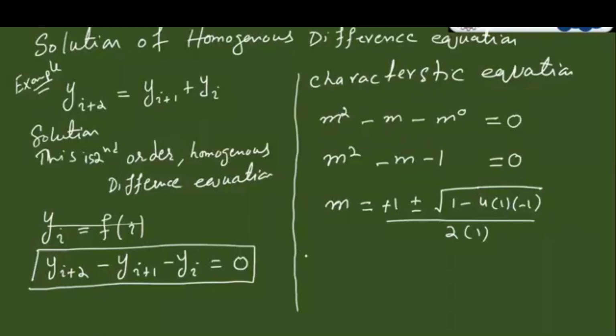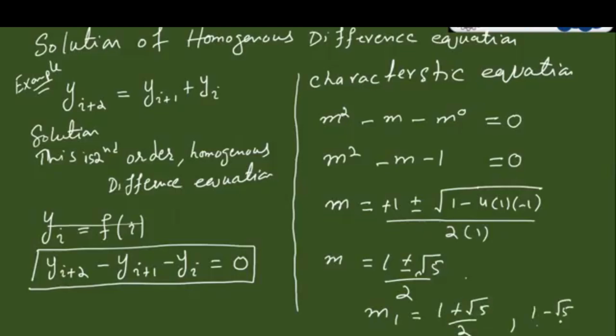If you compute this, you will get 1 plus minus root 5 upon 2. Okay, so we have two roots. They are real roots in the form of surds, but they are two roots. M could take the following values: m1 is equal to 1 plus root 5 upon 2, and m2 is 1 minus root 5 upon 2. There are two possibilities. They are real and distinct roots, not complex.